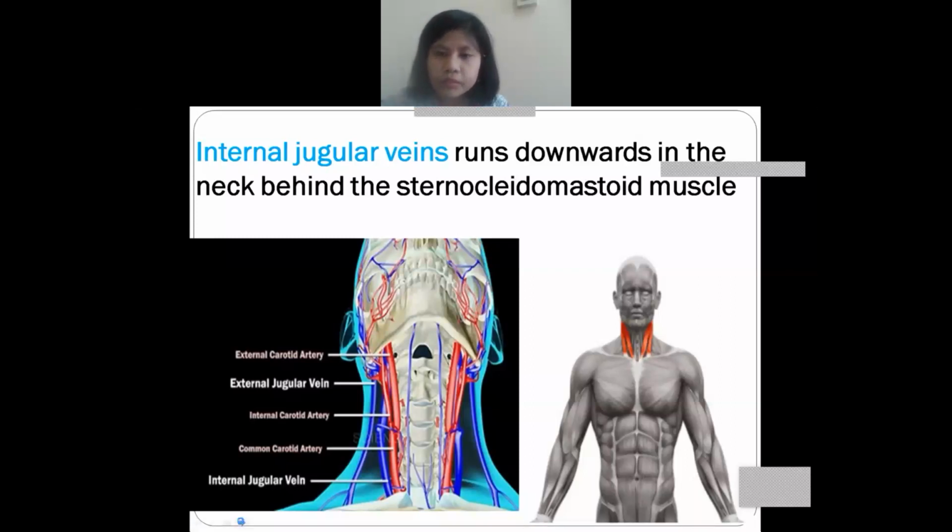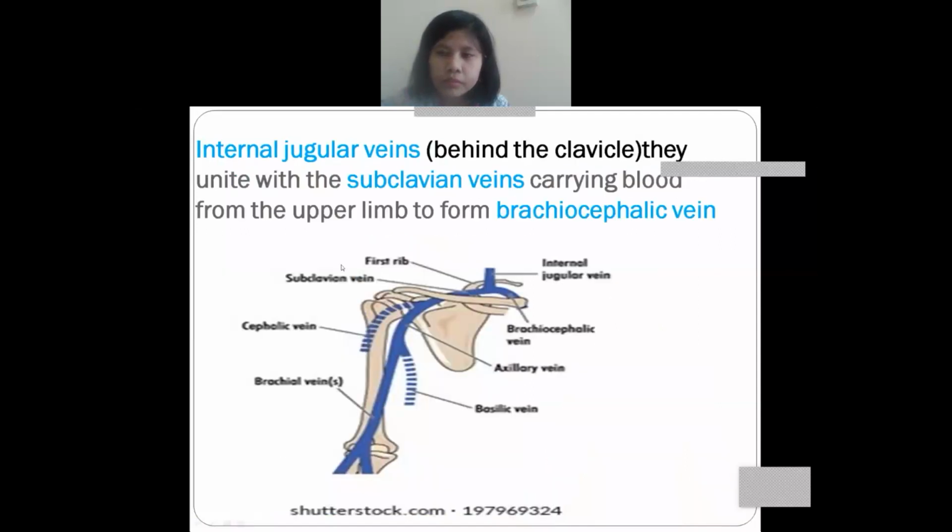Okay, next we will again discuss the internal jugular veins. So the internal jugular veins, which is this, I hope you can see it. This is the internal jugular veins. They run behind the clavicle. So this is the clavicle, your collarbone. They will be situated behind the clavicle, at the backside of the clavicle.